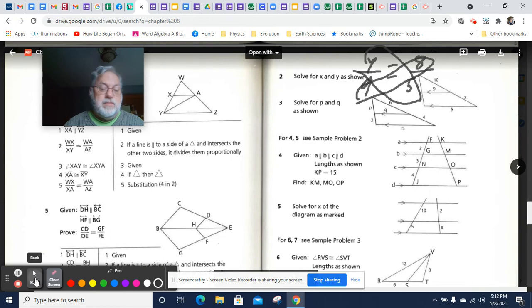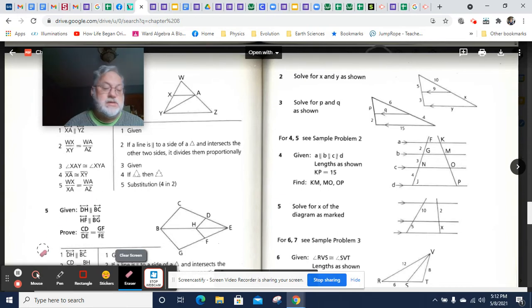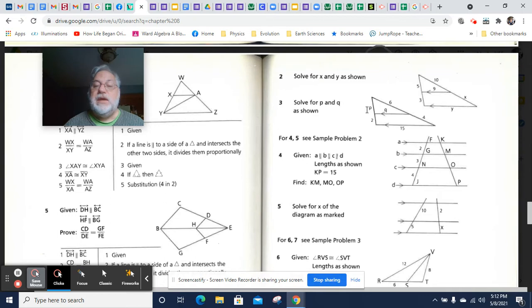Now I'm going to grab the eraser and clear some of this stuff out. I imagine you have the technology to go back in time and see what I said before I erased it. So you will be fine. Now we're going to solve for P and Q as shown. So it's going to be similar stuff.